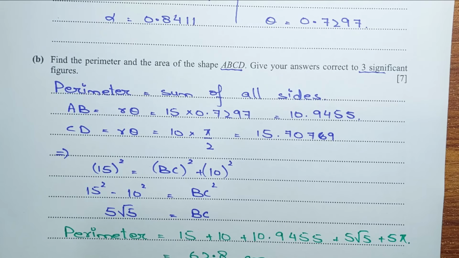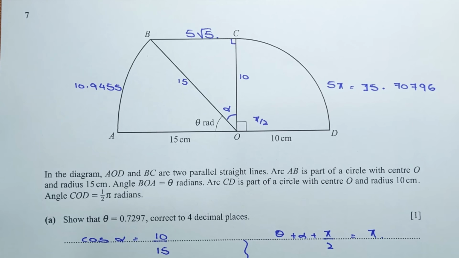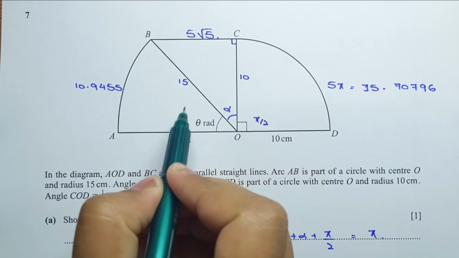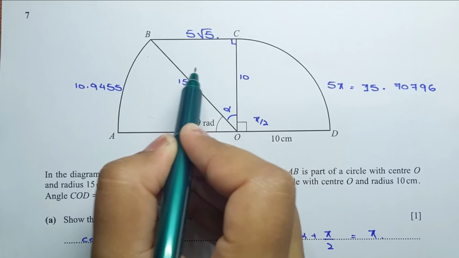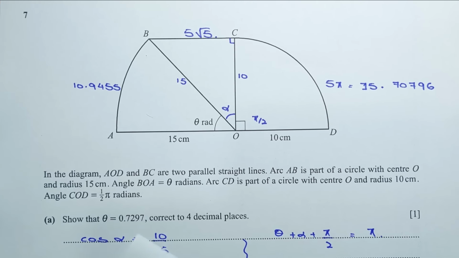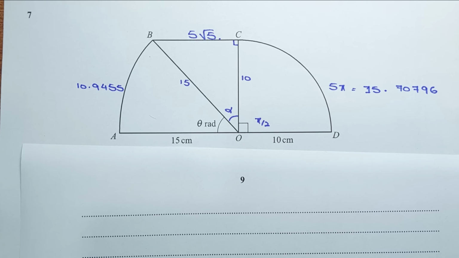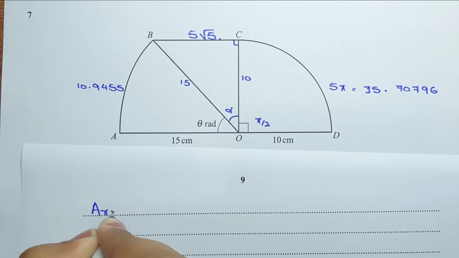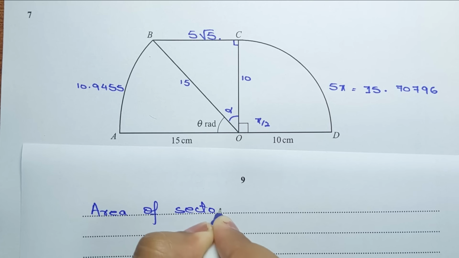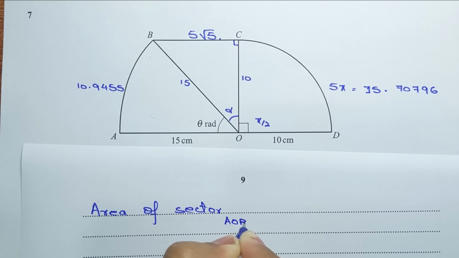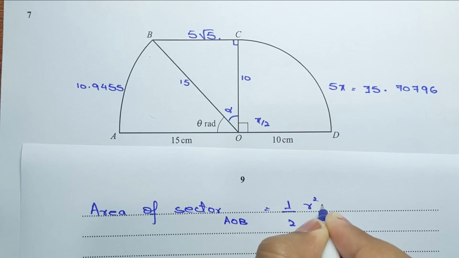Now the next part, we have to find the area of that shape. So look at the shape. The area of the shape is the area of this sector, area of this sector, and area of this right angle triangle. So we have to add them up to get the total area, right? So let me find the area of sector AOB, which is half radius square theta.